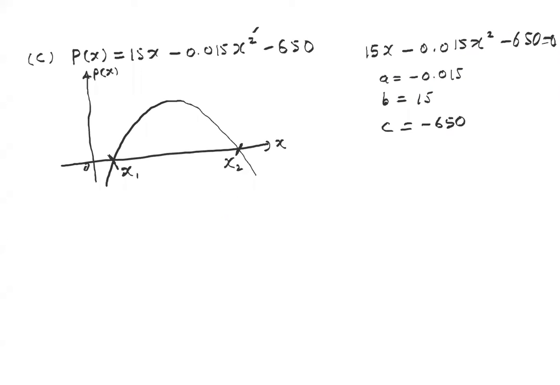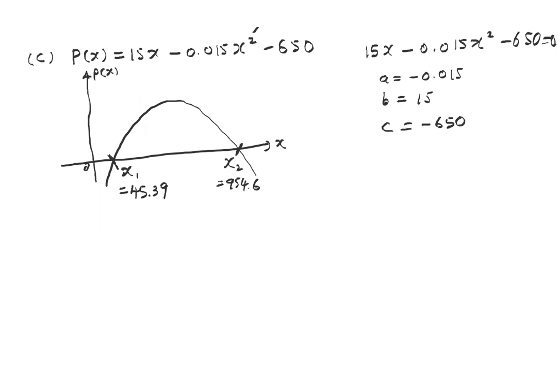Is it marginal profit? You got this graph? Can someone tell me what X1 and X2 are? Can someone give me the answer for X1? X2 is 954.6. X1 is 45.39. Okay, now we have to be very careful.